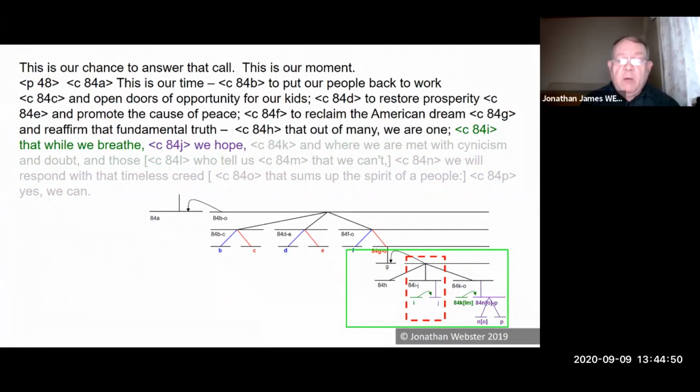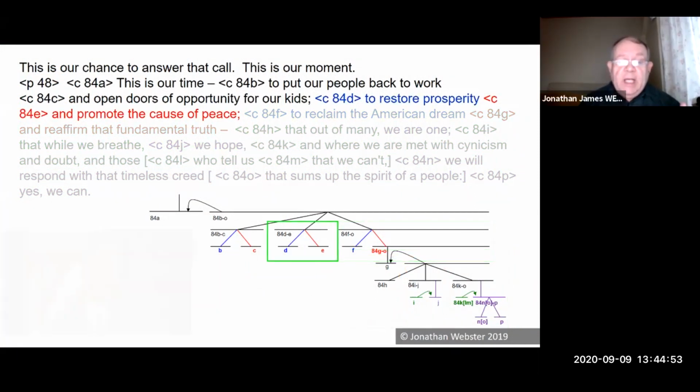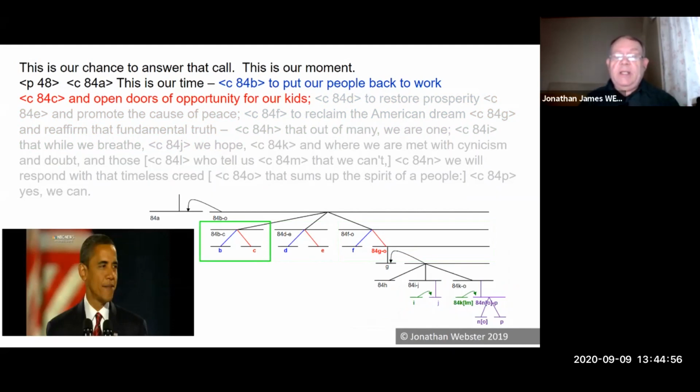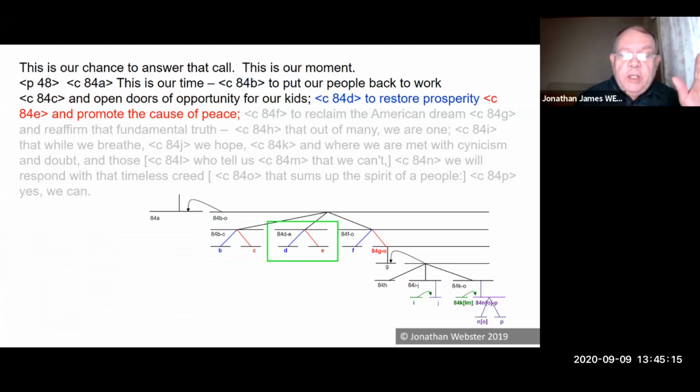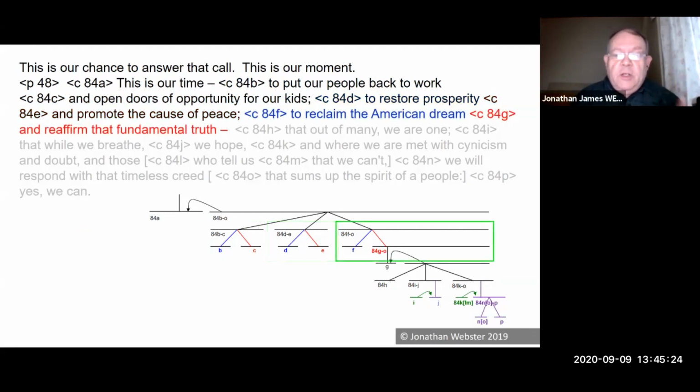Now, I want to focus on, as we go through it, you notice that he has a number of different levels here. He expands into, first of all, to put our people back to work and open doors of opportunity for our kids. He repeats that pattern. Two ideas, to do this and do this. The next one, to restore prosperity and promote the cause of peace. This is the same pattern. To reclaim the American dream and reaffirm that fundamental truth. They are paratactic. Each is joined by and.